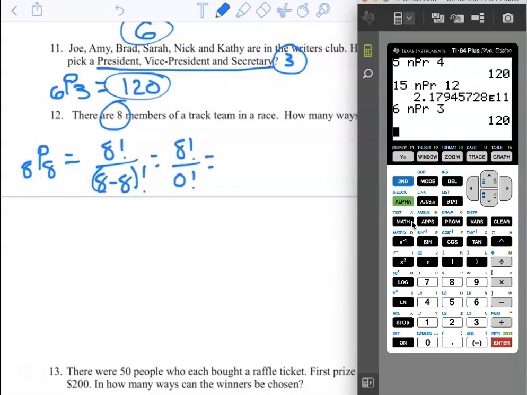We said that that equals 1 the other day. So it's kind of like saying 8 factorial over 1, which is just 8 factorial. So you can do the 8p8.